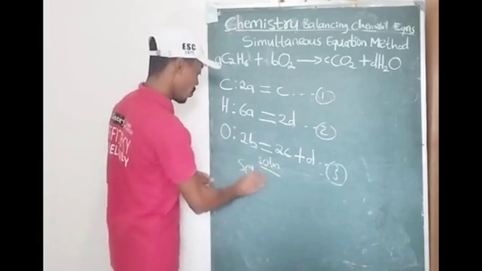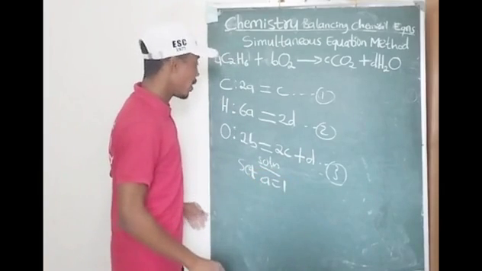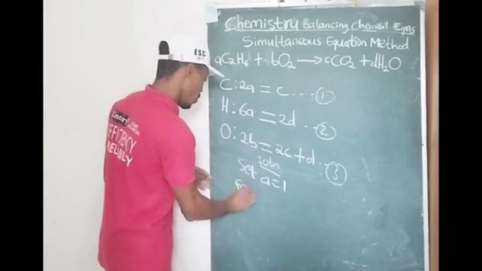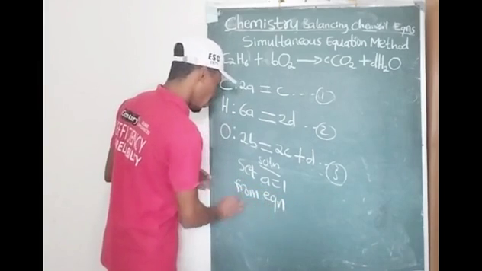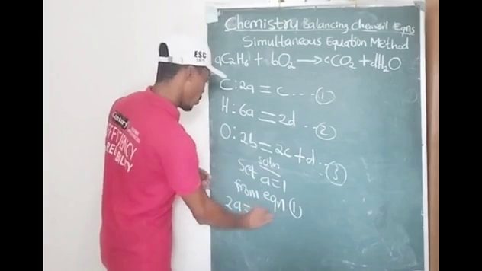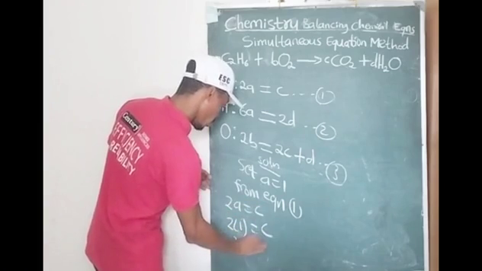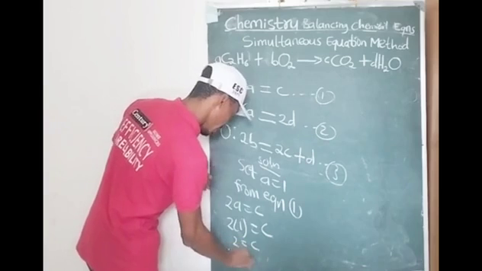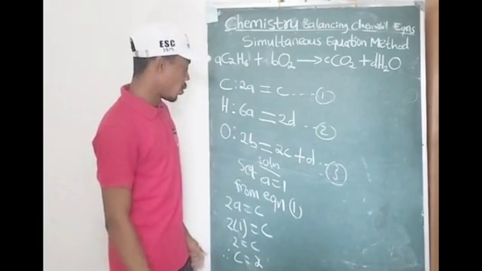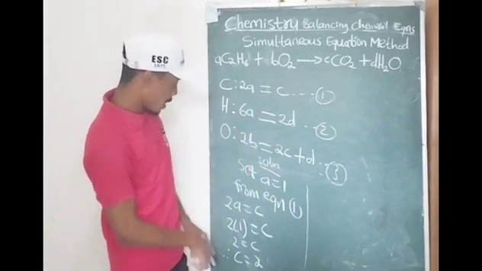Set A to be 1. So that's where we begin. If we set A as 1, from equation 1, you can see that 2A is equal to C. That means that 2 times 1 equals C. That means that 2 is equal to C. That also means that C is equal to 2. So I've gotten C as 2. All right. A is 1.